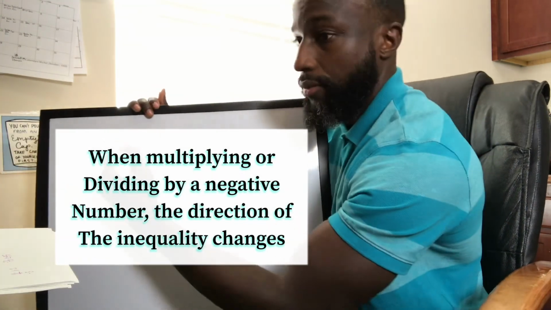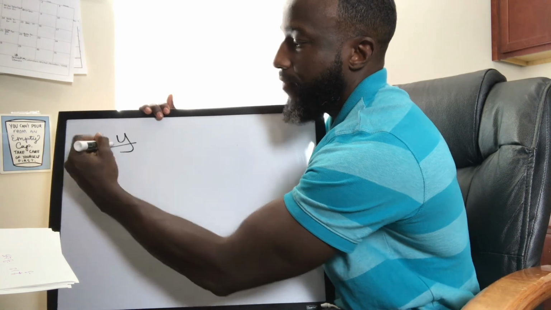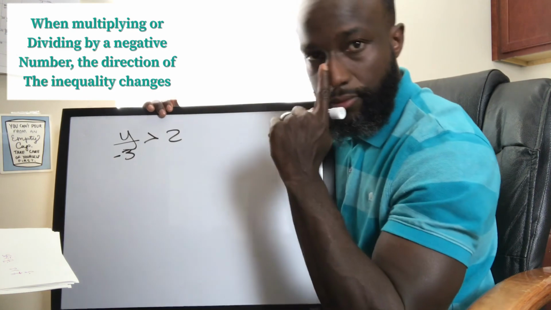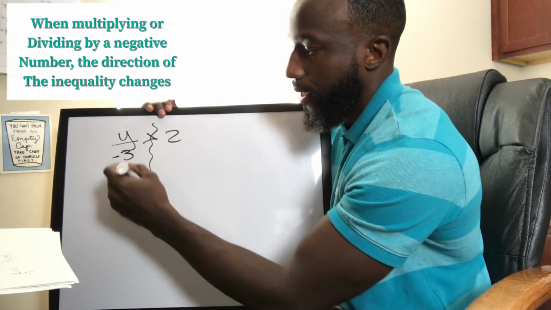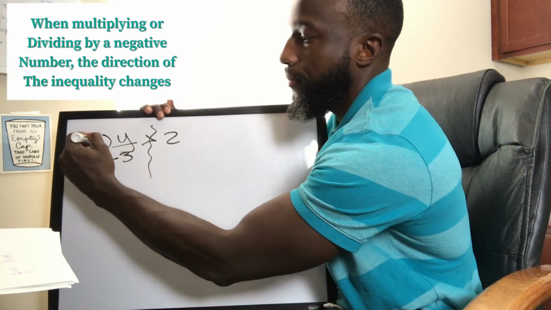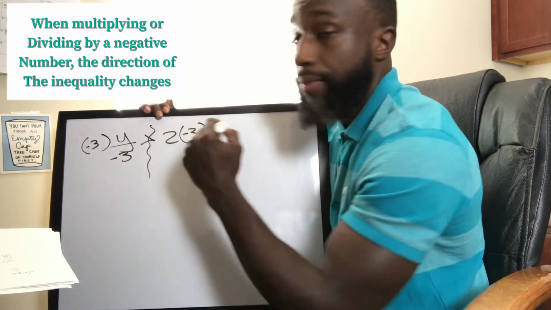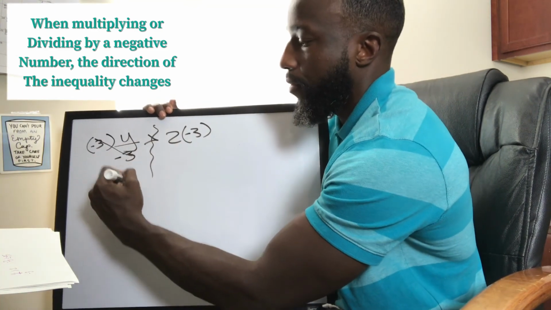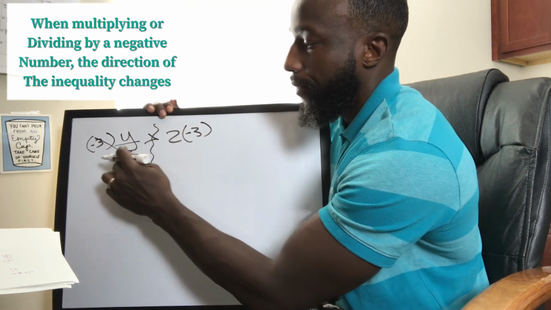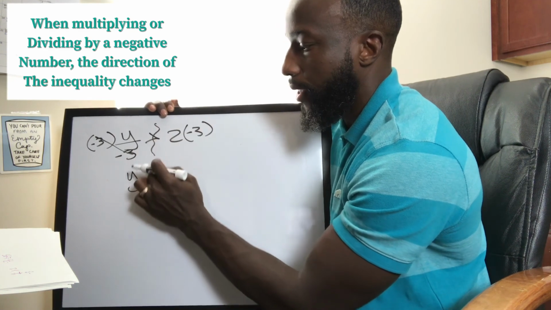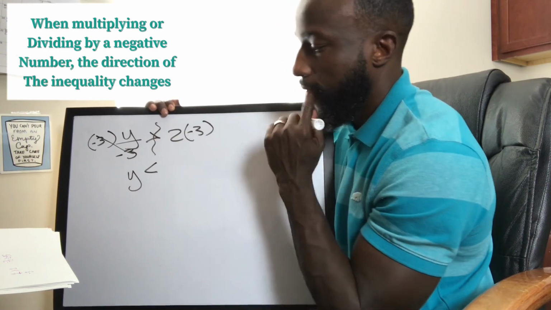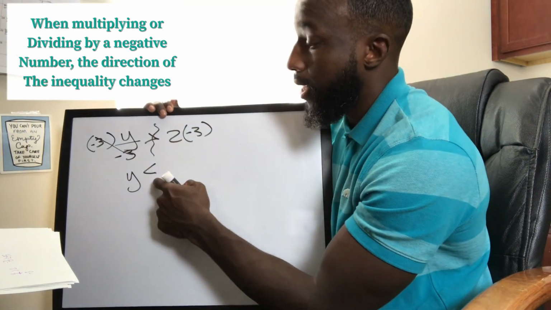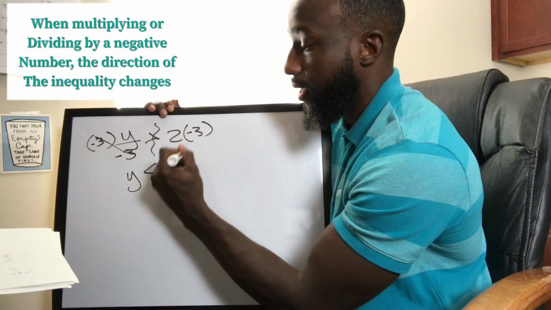Okay, check it out. If I've got y divided by -3 is greater than 2. Again, we're solving. This is division, so the inverse would be multiplying. So I multiply both sides by -3. Then y is going to be, since I multiplied by -3, the inequality changes directions. Where it was greater than, now it's less than. y is less than -6.